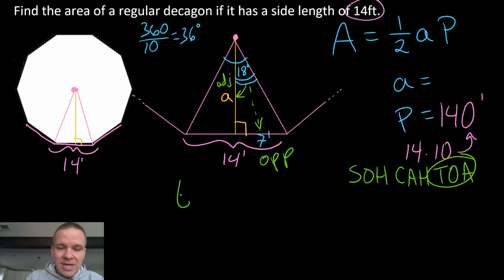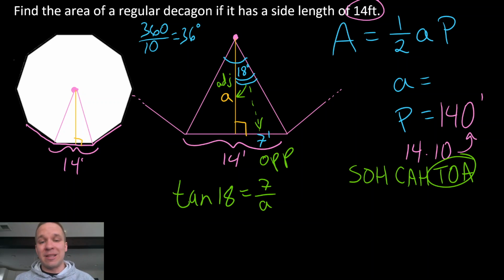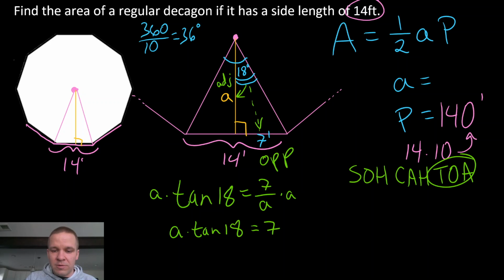Let's set up an equation with that. So I'm going to have tangent of my angle, which is 18 degrees, is equal to my opposite side, which is 7, divided by my adjacent side, which is conveniently my apothem and labeled A. Now I can solve for A. Be careful how we're going to do this. A is in the denominator, so I need to multiply both sides by A. All right. So now I have A times the tangent of 18 is equal to 7.